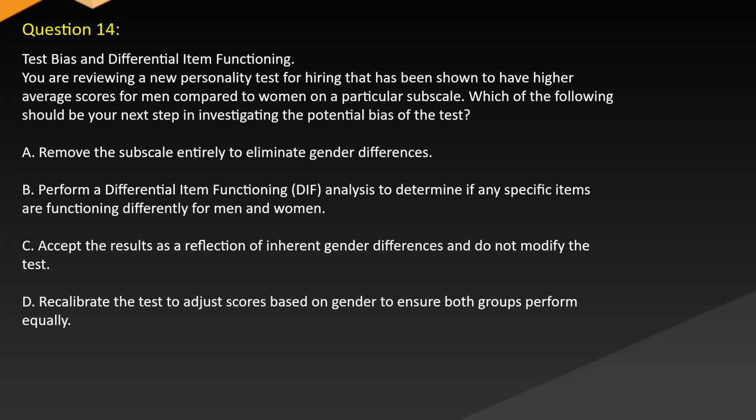A. Remove the subscale entirely to eliminate gender differences. B. Perform a differential item functioning (DIF) analysis to determine if any specific items are functioning differently for men and women. C. Accept the results as a reflection of inherent gender differences and do not modify the test. D. Recalibrate the test to adjust scores based on gender to ensure both groups perform equally.